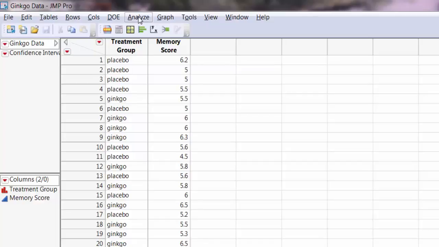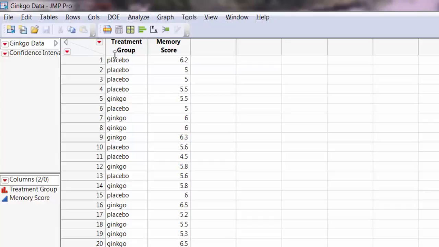In this video, I'll show you how to use JMP to create a confidence interval for comparing two means from independent samples. I'll be using the data from the Ginkgo supplement experiment. Whenever you're comparing two means using JMP, the data needs to be entered in a very specific way.